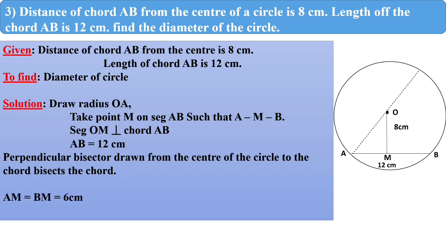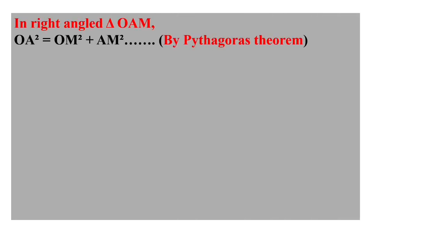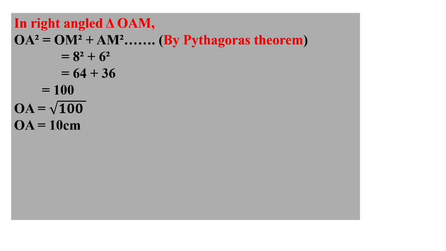Right? Now in the right angle triangle OMA, M is 90 degrees. In the right angle triangle OAM, OA is our radius, and the radius will be our hypotenuse. Square of OA is equal to square of OM plus square of AM. Substitute the values: OM we have 8, AM we have 6. Square of 8 is 64, square of 6 is 36. So the answer we got is 100. 100 is the square of which number? 10. So OA is 10 centimeter.